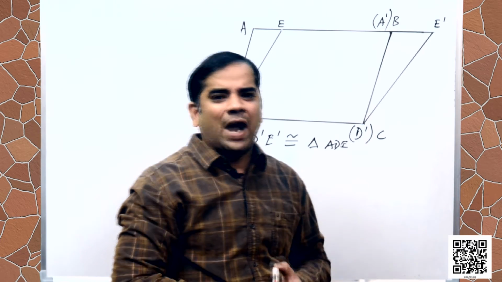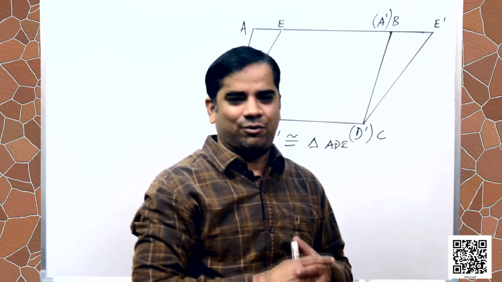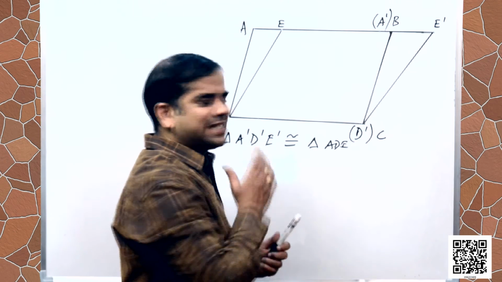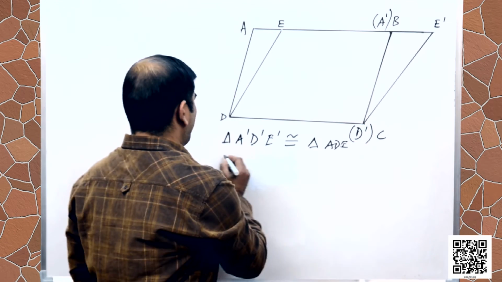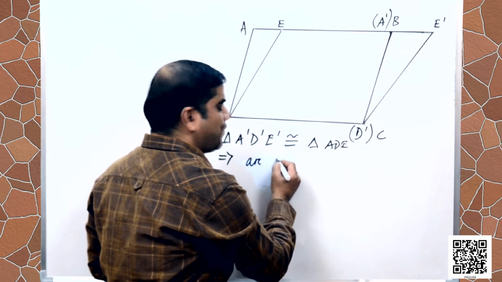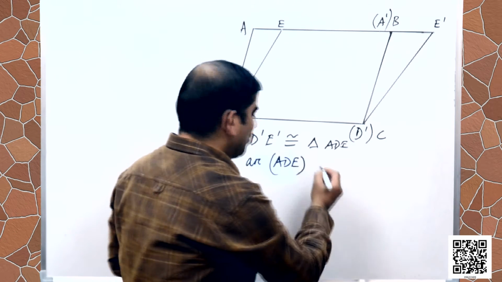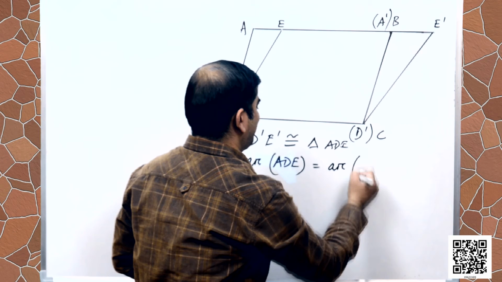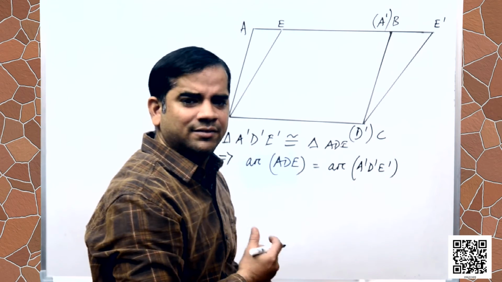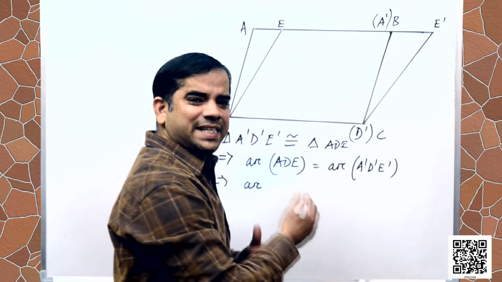Now, what can we say about their areas? Fine, let us find out. As triangle ADE is congruent to triangle A dash, D dash, E dash, that implies area of ADE is equal to area of A dash, D dash, E dash, because they are congruent. Okay, that means area ABCD.